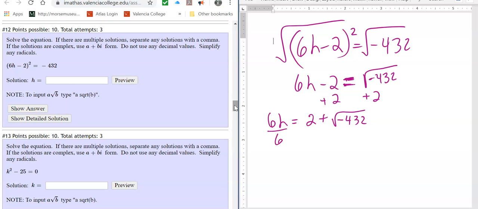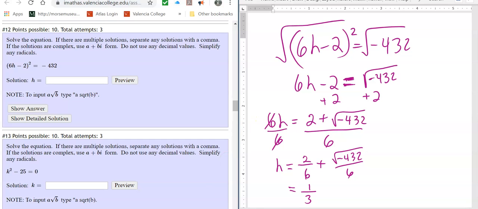And then I want to get h by itself, so I'm going to divide both sides by 6. Okay? So far, so good. And since I know I'm going to have it in this a plus bi format, I'm going to divide each term in the numerator by the denominator. So it's going to be 2 divided by 6 plus square root of -432 divided by 6. So far, so good. So we know we can simplify the 2/6 as 1/3.